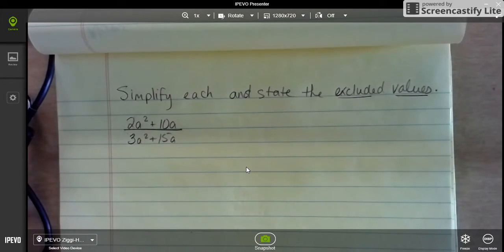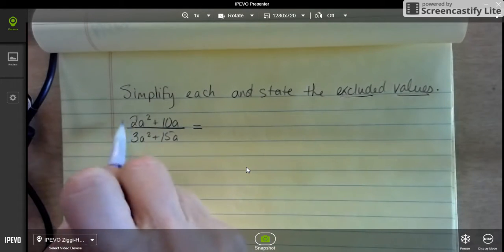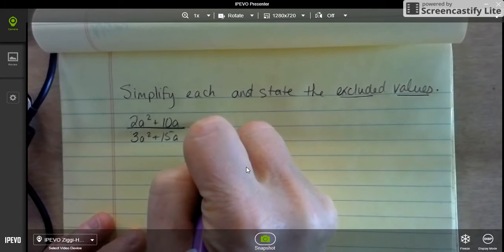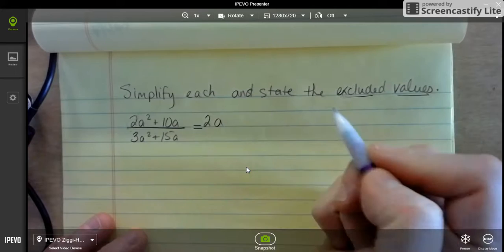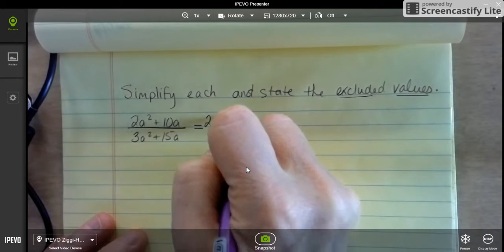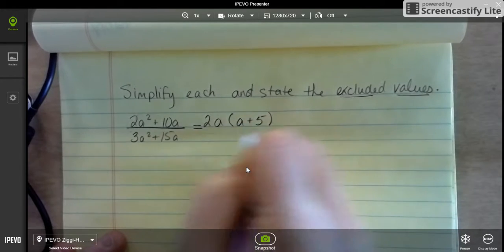So 2a squared plus 10a all over 3a squared plus 15a. Okay, so we got to factor first. So let's factor the numerator. What can you take out of everything? Just a? Can you take more than that? Okay, so 2a is it. So we're left with a plus 5.